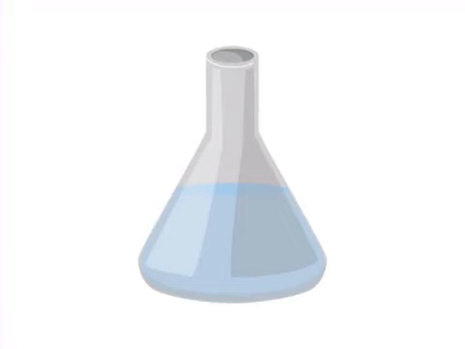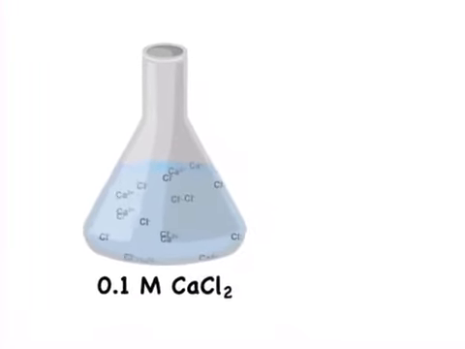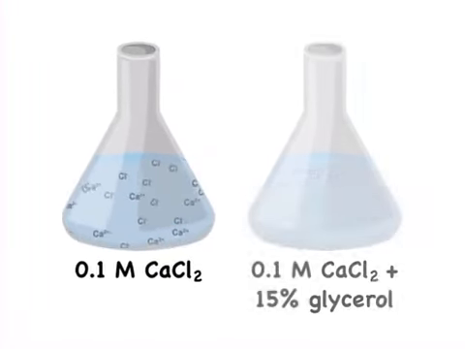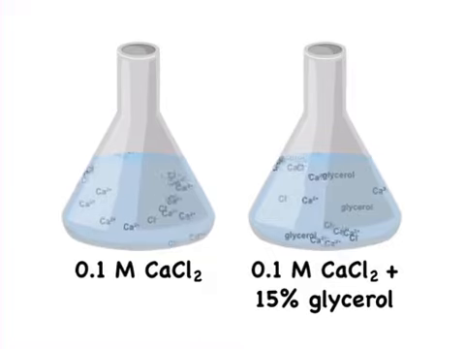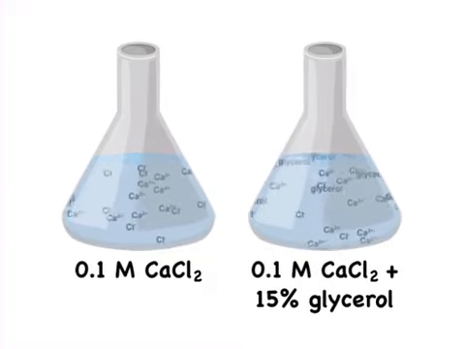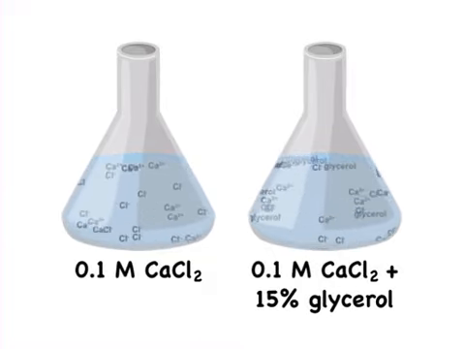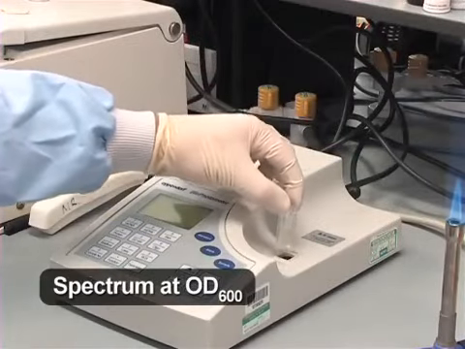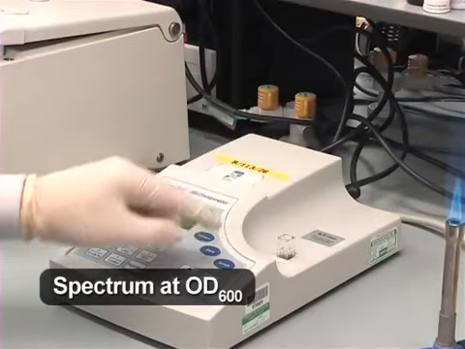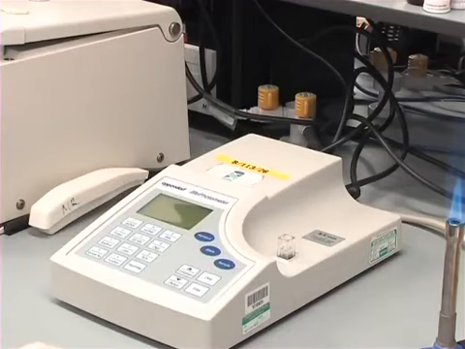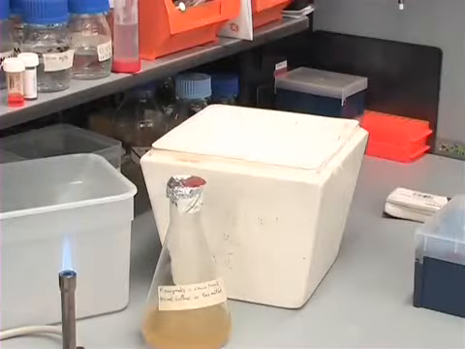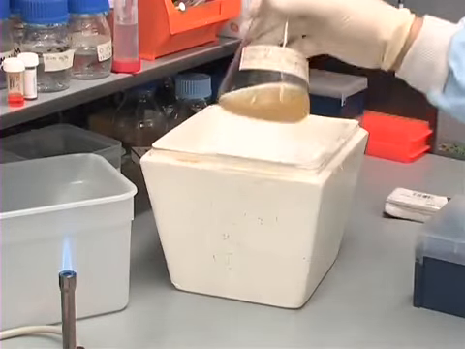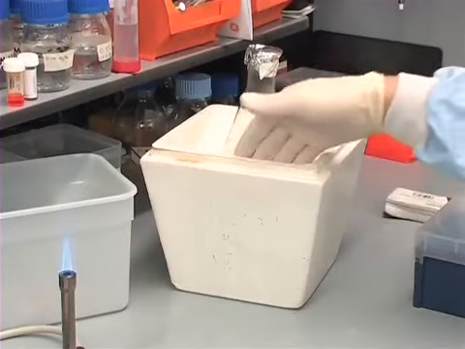While the cells are growing overnight, make a 0.1 molar calcium chloride and 0.1 molar calcium chloride plus 15% glycerol solutions, autoclave, and let cool. Absorbance measurements are used to determine whether or not the bacteria are in their mid-log phase of growth, which means they will readily take up DNA. Once cells have reached this phase, place them on ice and keep them there throughout the procedure.